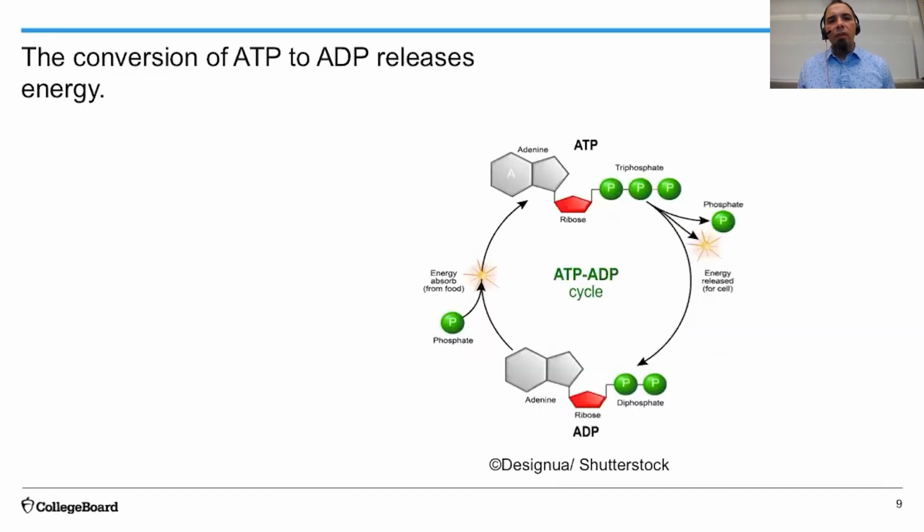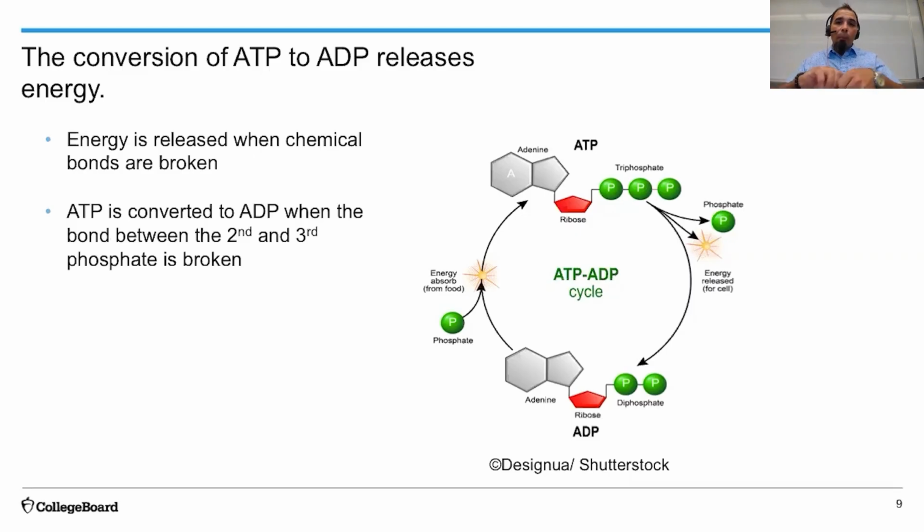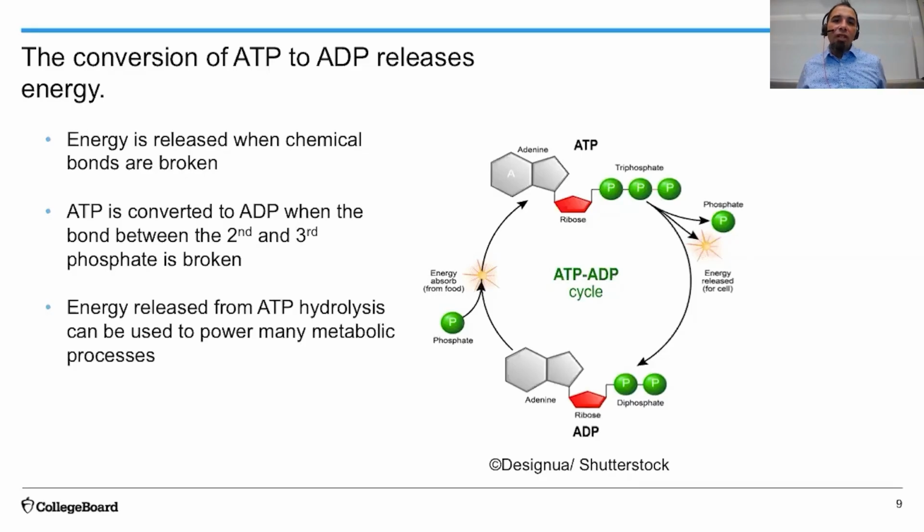And so let's also talk about this conversion of ATP to ADP. The conversion of ATP to ADP releases energy. So in that picture, you can see where that ATP is giving off that phosphate. Energy is released when the chemical bonds are broken. And so when that bond is broken between the second and third phosphate, that's when you release energy. And that energy released from that ATP hydrolysis can be used to power many metabolic processes such as movement, transport, reproduction, whatever your body needs for energy, it's going to be able to acquire it from that ATP hydrolysis. And so there I have isolated that process. You've got your ATP with the 3 phosphates, you release a phosphate, energy is released for use by the cell.